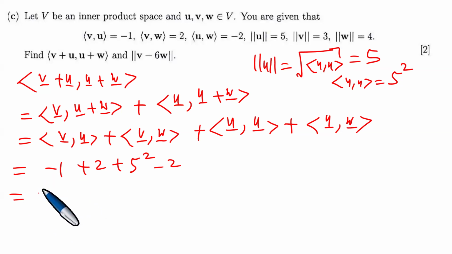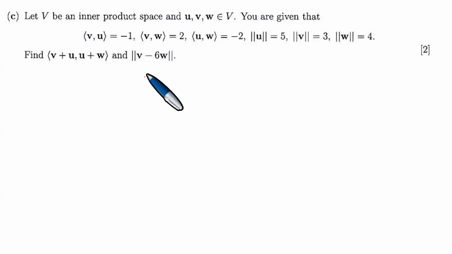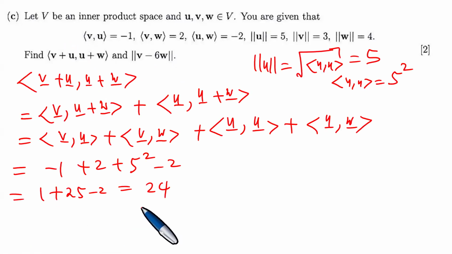Minus 1 plus 2 is 1. Then you can simplify this: this is 1, and then this is 25 minus 2. 25 minus 2 is 23, and 23 plus 1 is 24. So we're getting 24, and 24 is actually the correct answer. I'm going to discuss the properties of the inner product very shortly in line with the question. So this one we have got the answer, 24, which is indeed correct.